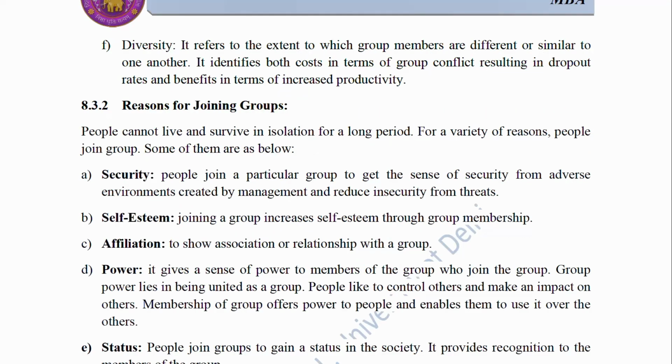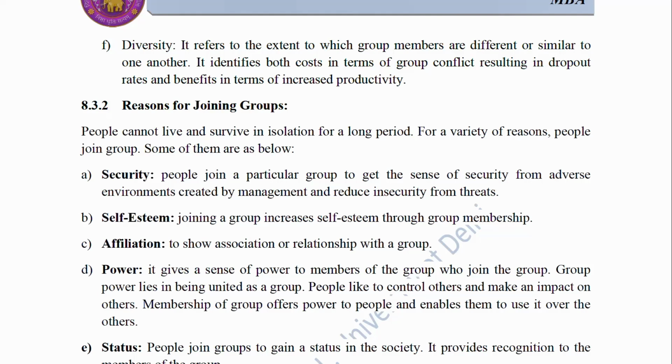Sixth, diversity. It refers to the extent to which group members are different or similar to one another. It identifies both costs in terms of group conflict resulting in dropout rates and benefits in terms of increased productivity.